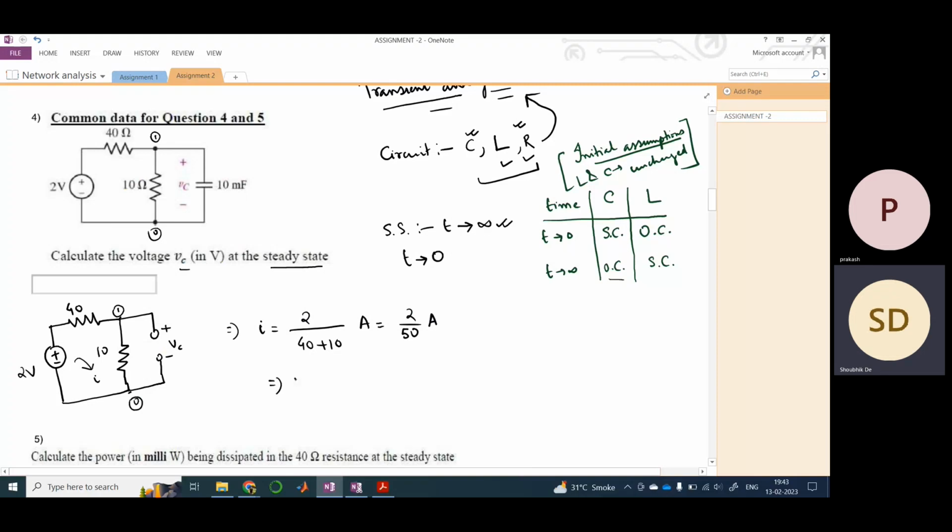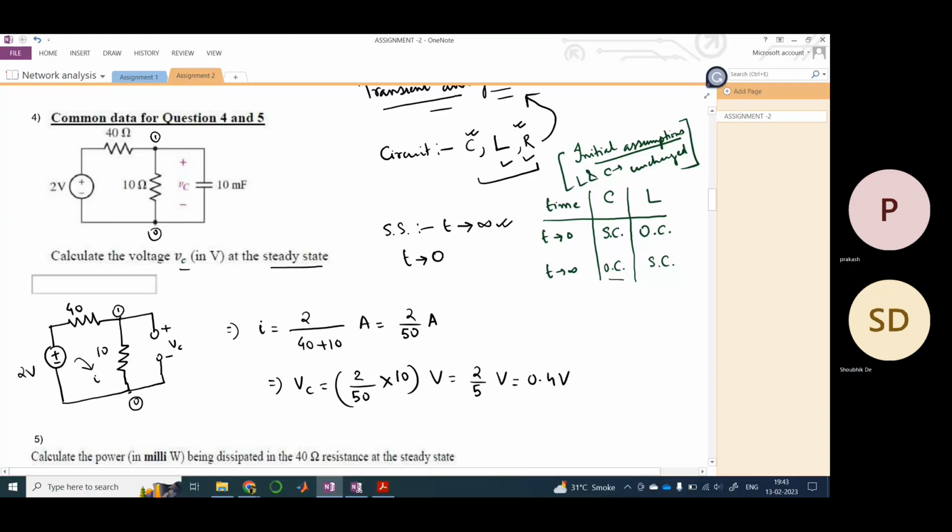Now, what is my VC? It is nothing but the voltage across the 10 ohm resistor, and my 10 ohm resistor is this. So the voltage is 10 into 2 by 50, which is 2 by 5 volts. So this is 0.4 volt. This is my answer. This is pretty simple, very simple.